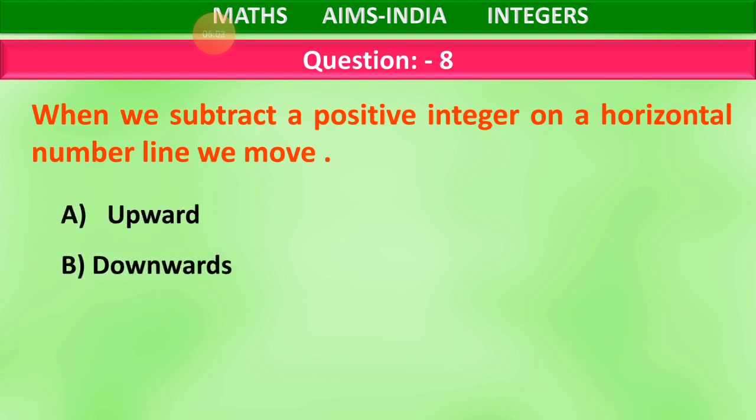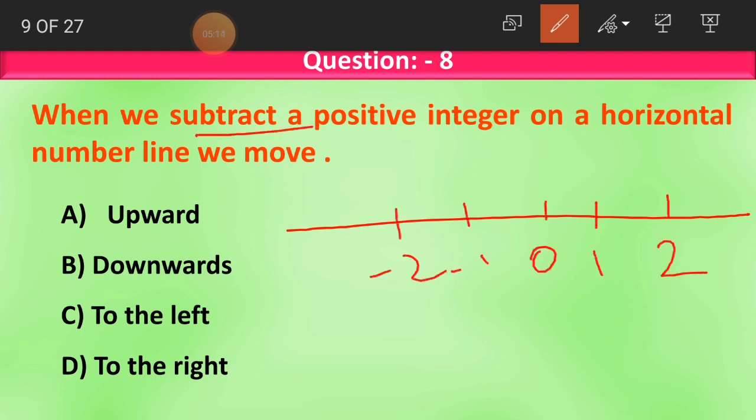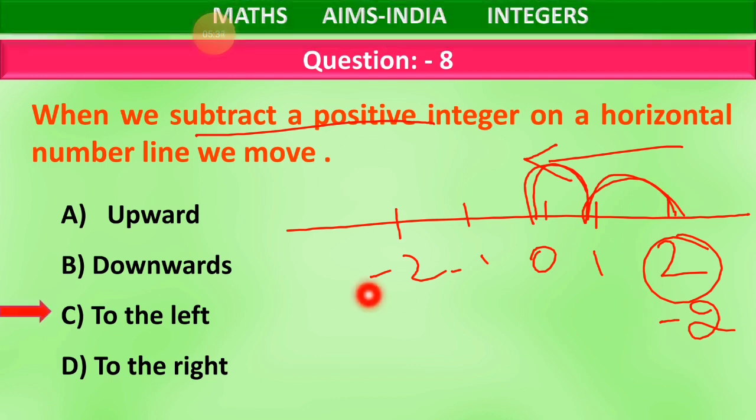The next question is, when we subtract a positive integer on a horizontal number line, we move A. Upward, B. Downwards, C. To the left, D. To the right. Again, what are they saying? I'll take 2 minus 2. In which way will I move? 1, 2. I'm moving in the left direction. When we subtract a positive integer, we move to the left, okay class? When we add a positive integer, we move to the right. When we subtract, we do the opposite, which is move to the left.